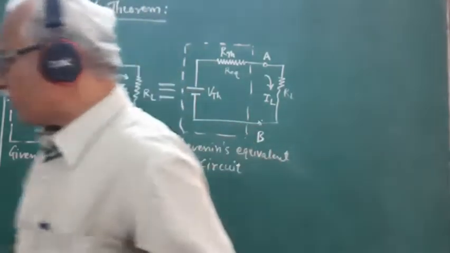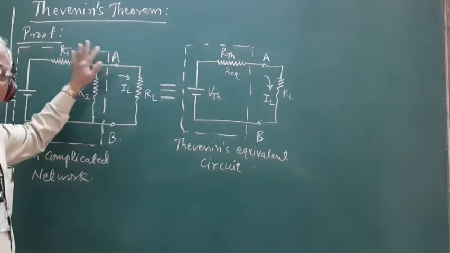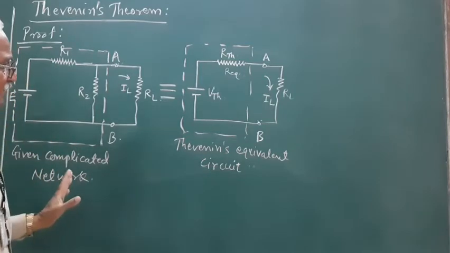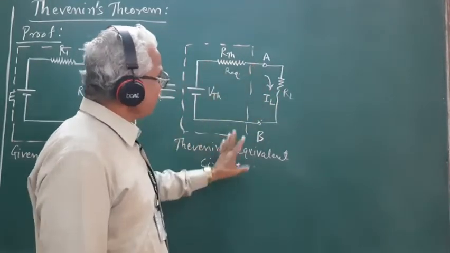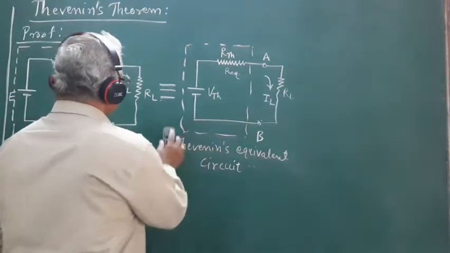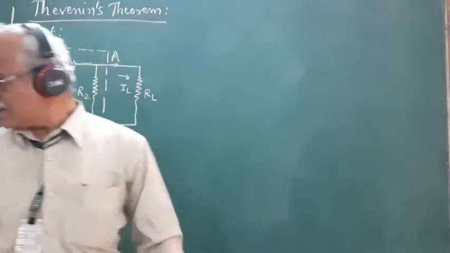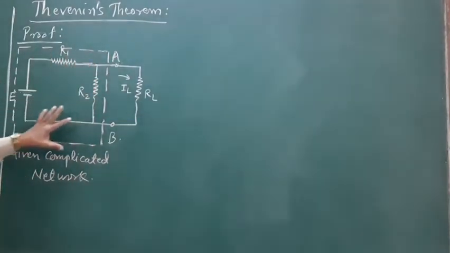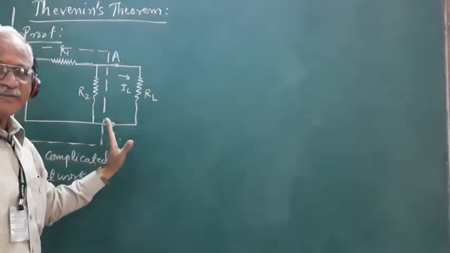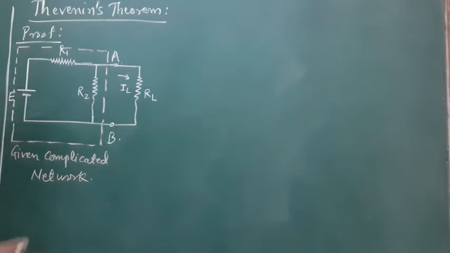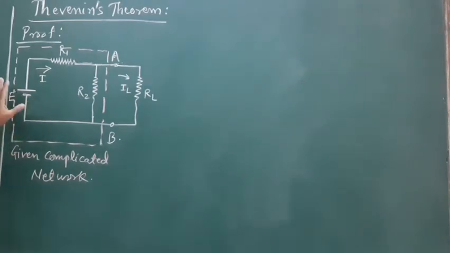So let us find out the current flowing through this load resistance RL first, when there is the given complicated network to the left of the terminals A and B. The current with the Thevenin equivalent circuit, we will obtain later. So for the time being, we will remove this. Let us consider that this complicated network is connected to the left of the terminals A and B, and to the right, a load resistance RL is connected. When we switch on the source E, let us consider I is the current drawn from the source.